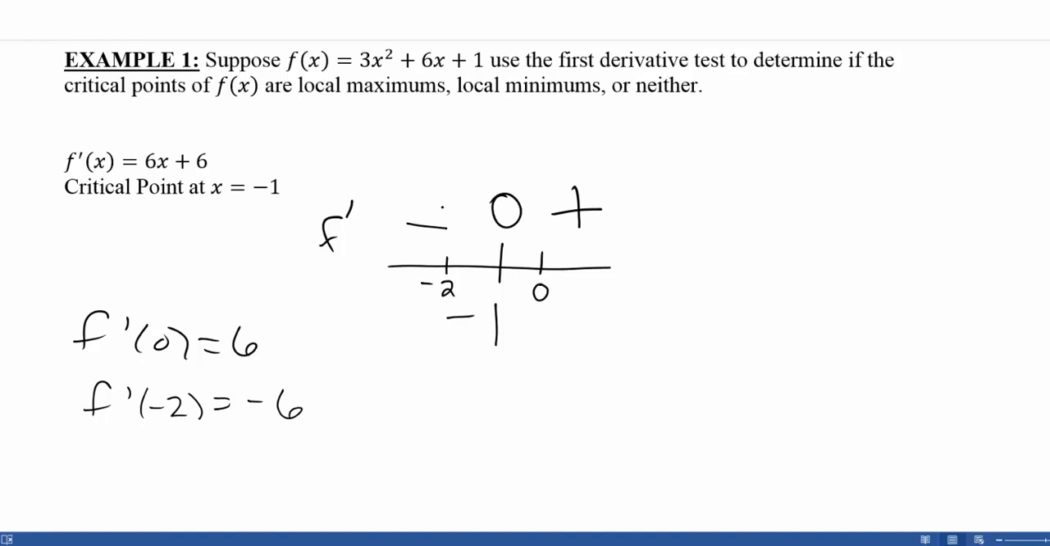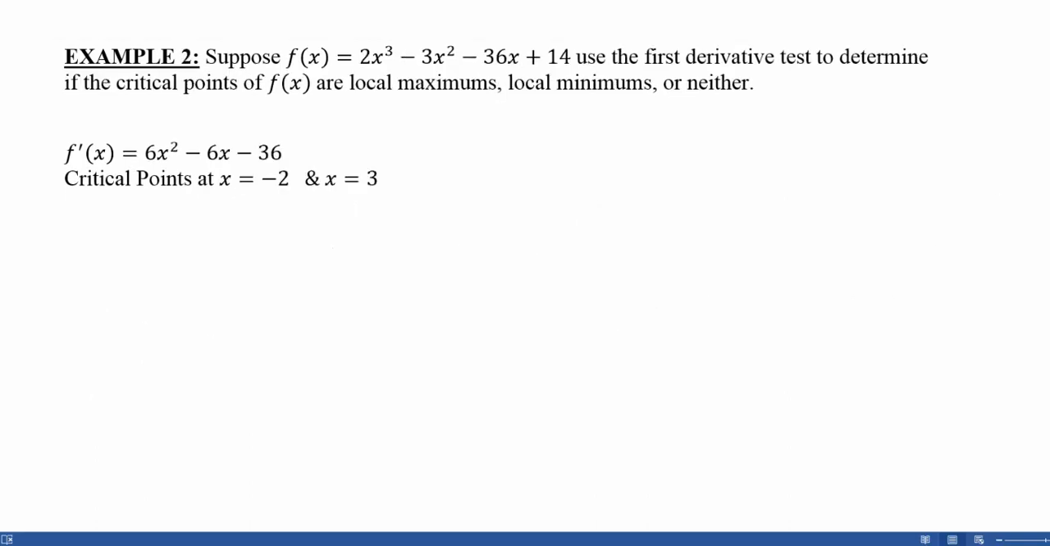So here I can see that my first derivative changes from negative to positive around my critical point. So that tells me the original function changed from decreasing to increasing. Both of those things tell me that -1 is going to be a local minimum. So now we've used the first derivative test to classify that critical point. Let's look at another.